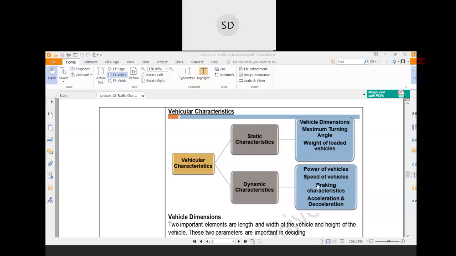Then braking characteristics. Braking characteristics also change because they are associated with the speed of the vehicles. If the speed changes, braking characteristics will also change, because they are related to the coefficient of friction, and you know that the coefficient of friction value will change depending on different conditions like speed of the vehicles, weight of the vehicles, then roughness of the interface between the tire and the road surface. Then acceleration and deceleration of the vehicles are also dynamic characteristics.